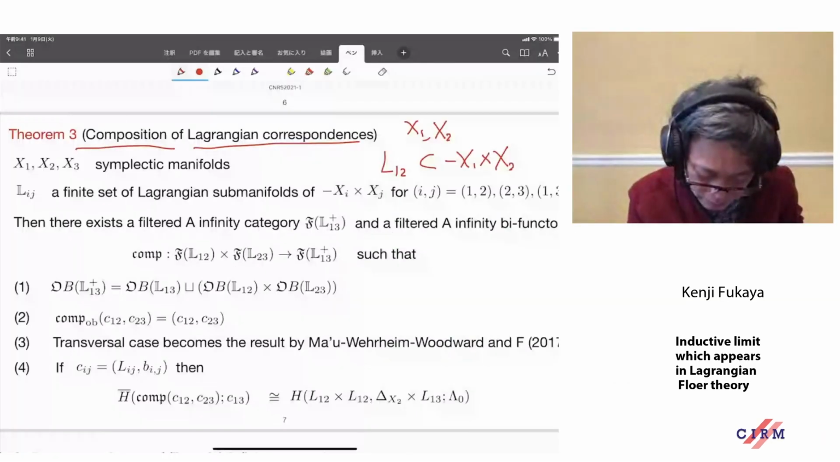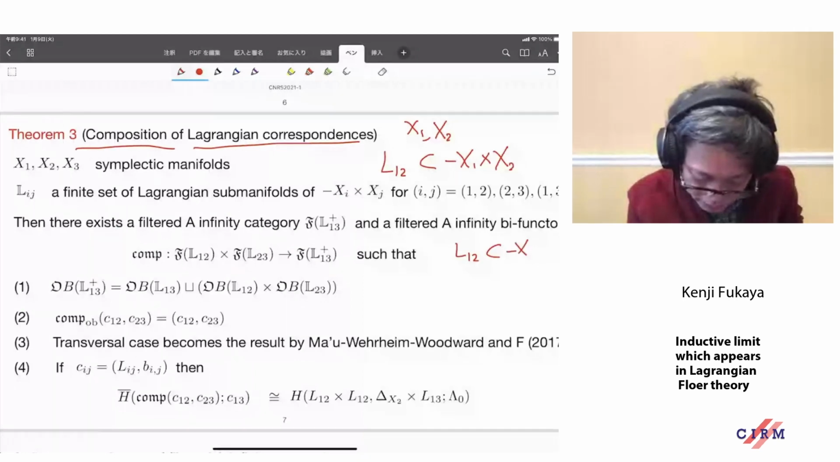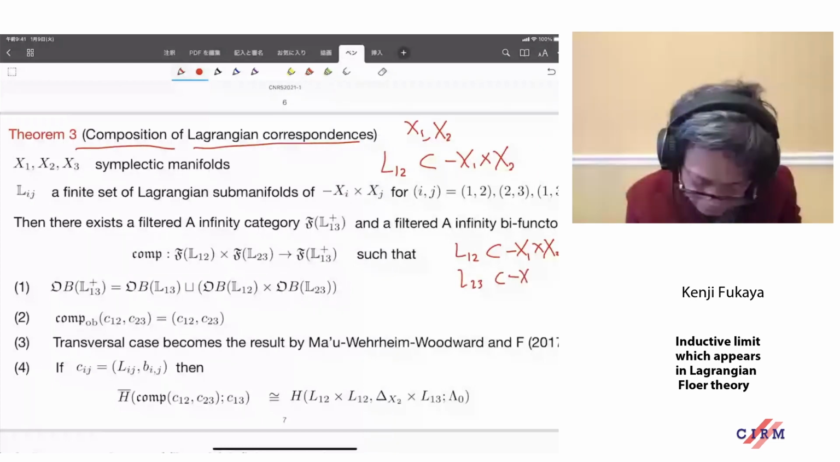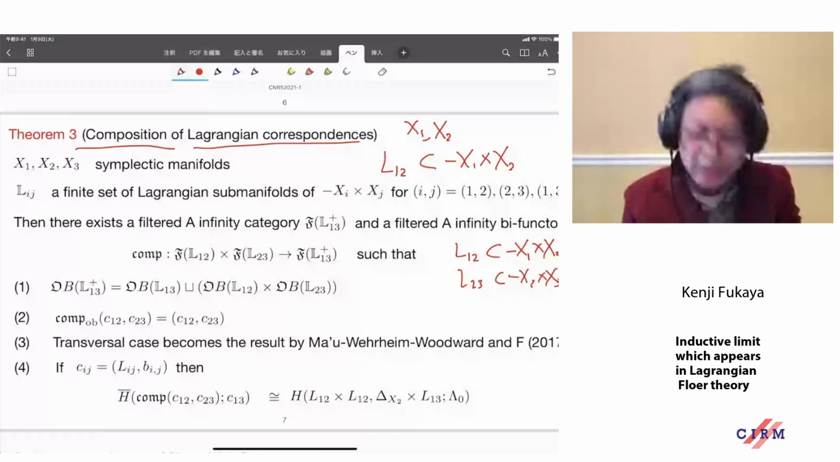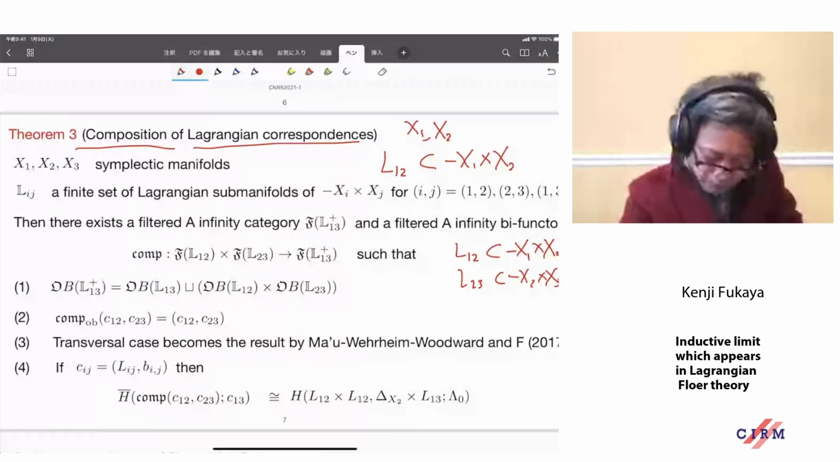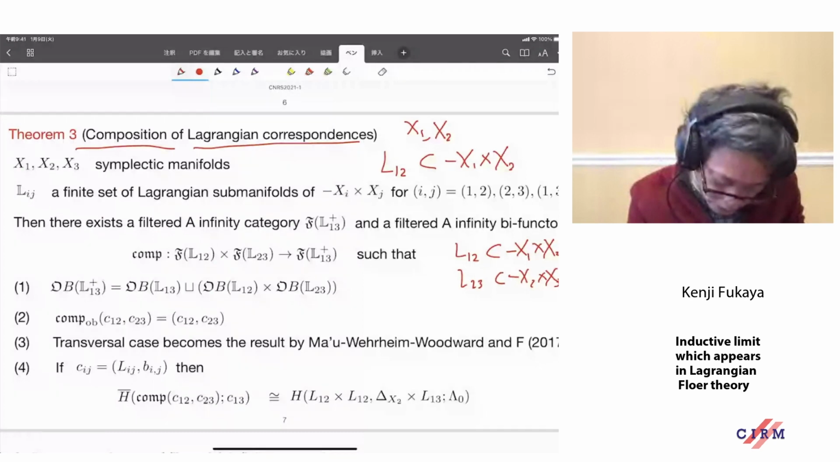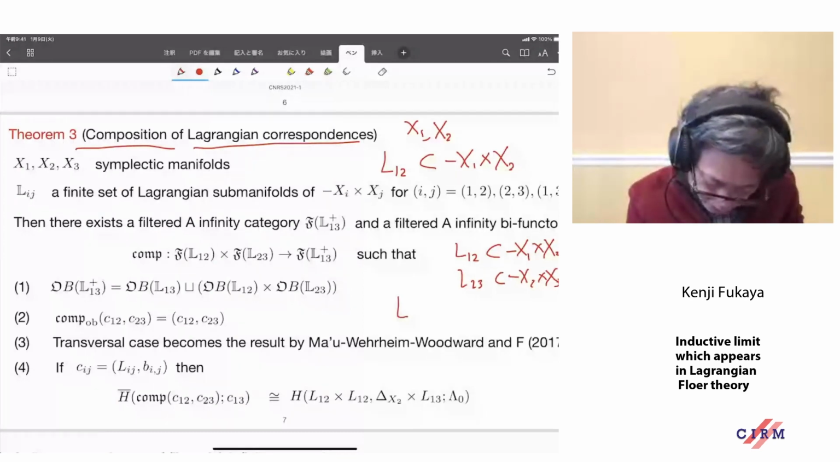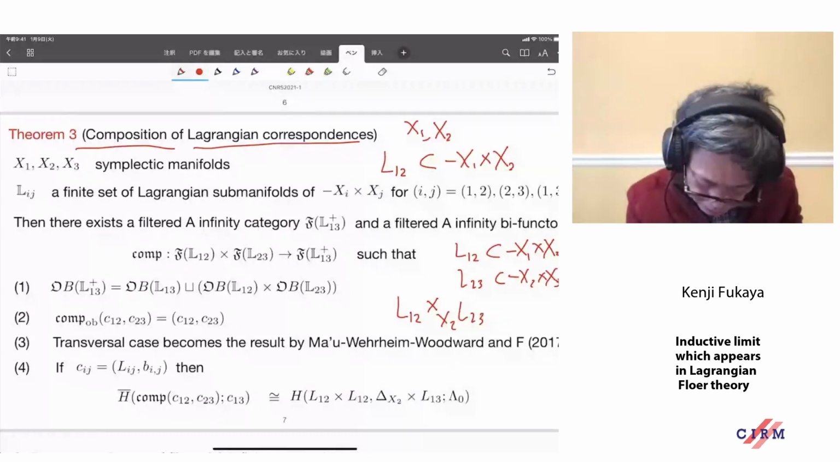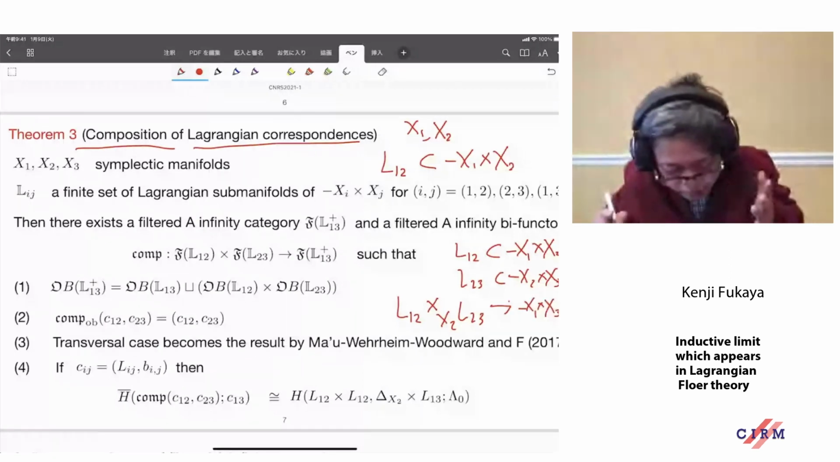You have L12 contained in minus x1 cross x2. Minus x1 means just to take the minus of the symplectic form. If L12 is a Lagrangian submanifold of minus x1 cross x2, and L23 is in minus x2 cross x3, then the composition of two morphisms proposed by Weinstein is the fiber product of L12 over x2 with L23. And then this goes to minus x1 cross x3. And this is a kind of product composition.